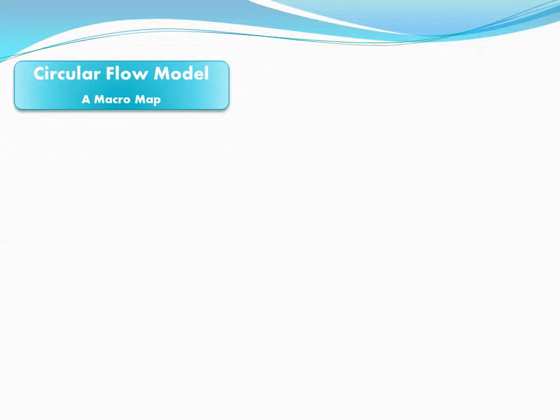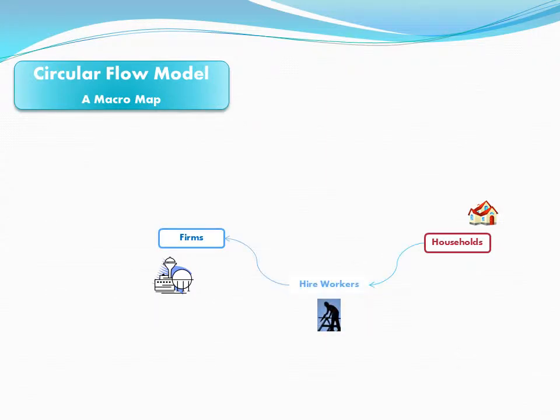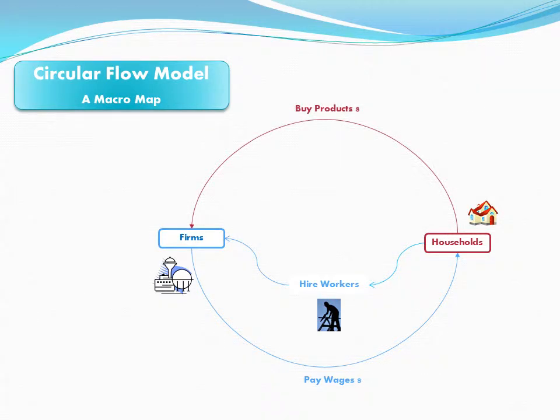So now let's build a simple circular flow model. Firms produce everything in the economy: apples, automobiles, computer chips, etc. Households own everything in the economy. That's you and I. So firms, for example, can hire workers from households and in return pay a wage, or a dollar flow, back to the households. Households in turn can use this income or the wage dollars to buy products and services from the firms, and in return the firms supply the goods and services to households.